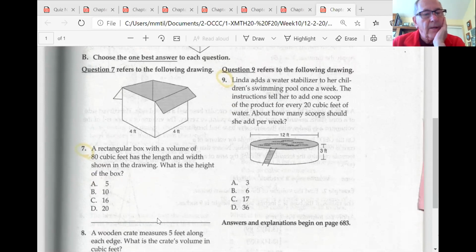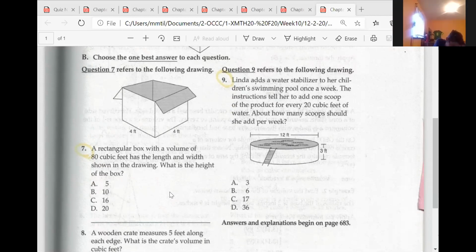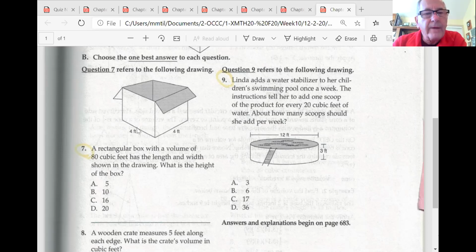Okay, what about number 7? A rectangular box with a volume of 80 cubic feet has the length and width shown on the drawing. It's right here. What's the height of the box? How would you determine that? Well, see what are we given? We're given the base, right? 4 by 4, that's the base of this box. So that's equal to 16 square feet, right?